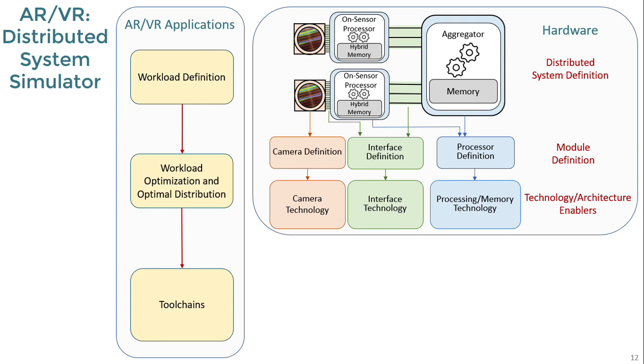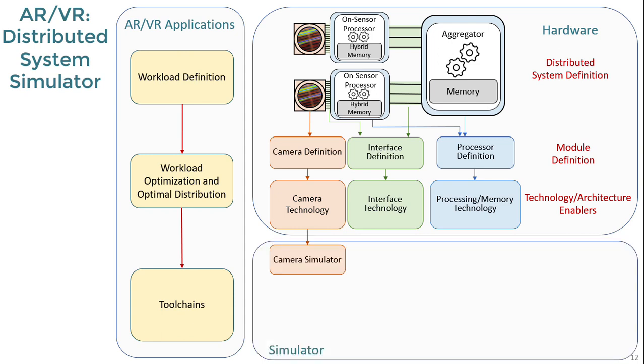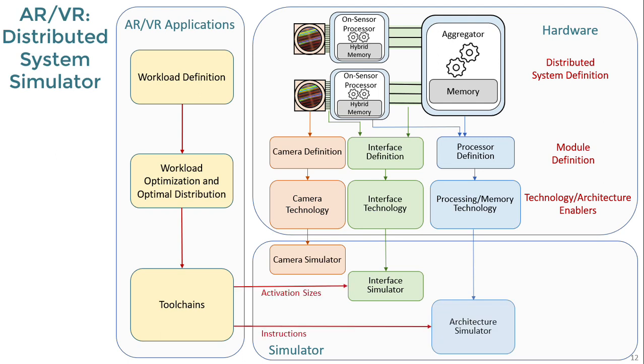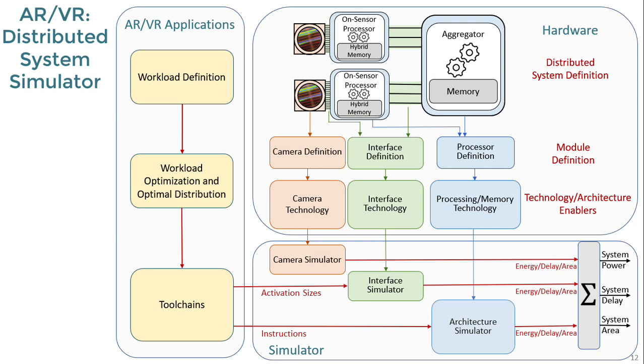Then all this information goes to the toolchain. And finally, we have the simulator, in which we have a camera simulator based on analytical expressions, an interface simulator, and an architecture simulator. From the toolchain, we get the activation size and the instructions, and from each one of these simulators, we can get the energy, delay, and area. Then we can sum the contribution of each one of these simulators, and we get the total system power, system delay, and system area.